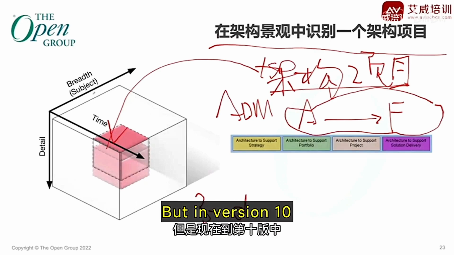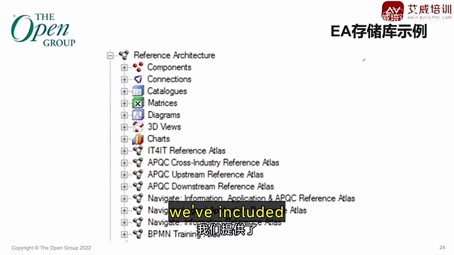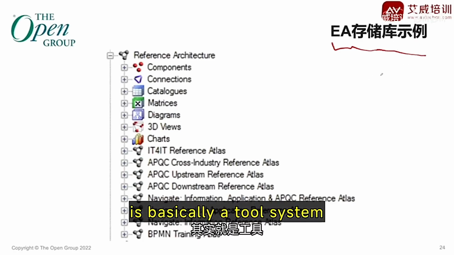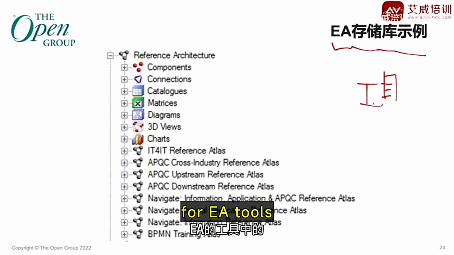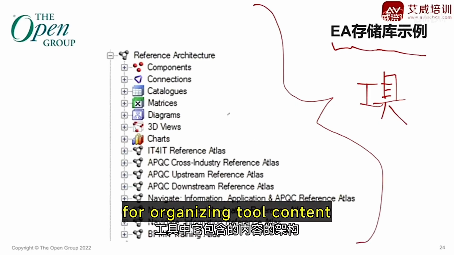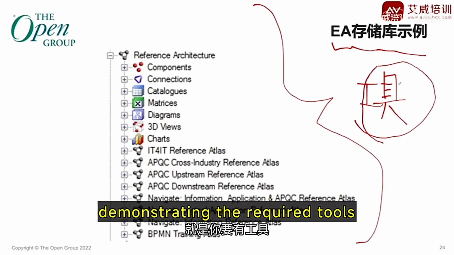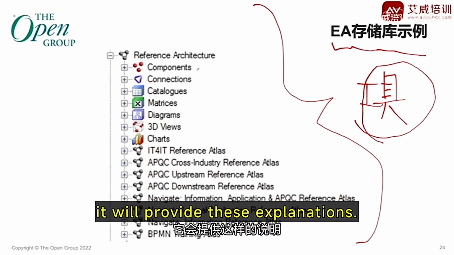But in version 10, let me introduce some new updates. First, version 10 includes several examples of the EA repository. The EA repository is basically a tool system. Version 10 introduces, for EA tools, a framework for organizing tool content. I'll show you a screenshot demonstrating the required tools and what components should be included within the tool. It will provide these explanations.